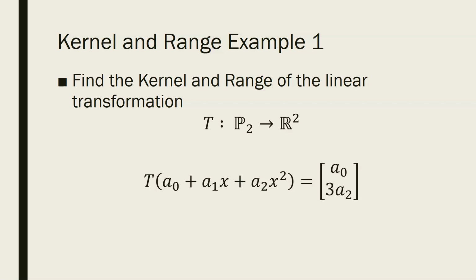Now, we're not going to do hardcore proofs or anything like that. I just want you to think through what would have gotten mapped to the zero vector. Well, in order for us to get mapped to the zero vector, the first entry would have had to have been 0. That means this constant would have had to have been 0. And also the second entry would have had to have been 0. That means the coefficient on x squared would have had to have been 0.